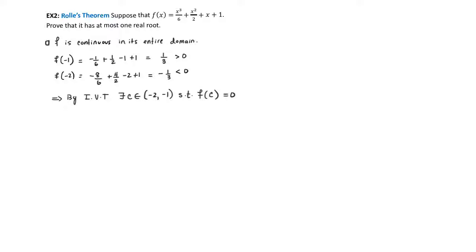So I know that there exists a number c in negative 2 comma negative 1, such that f of c is equal to 0. So this is saying we found a root, we can climb on the first step of the ladder. Now we want to make sure, however, that we're not going to go higher on the ladder, that indeed this is the only solution, this is the only root of this polynomial.